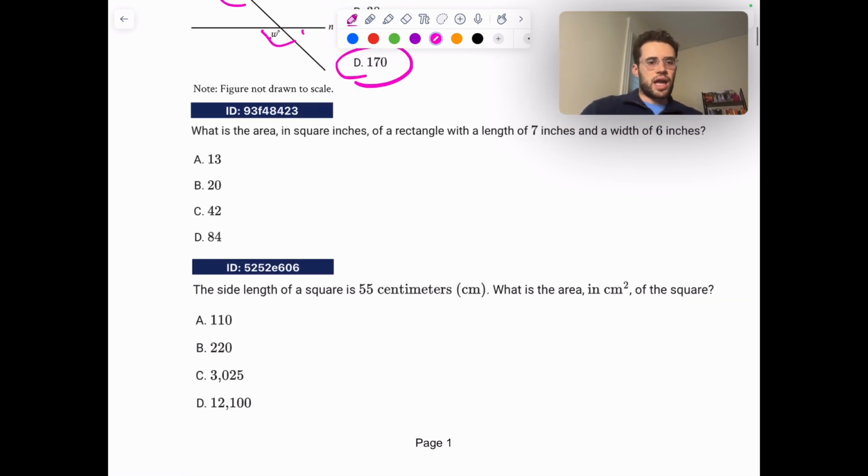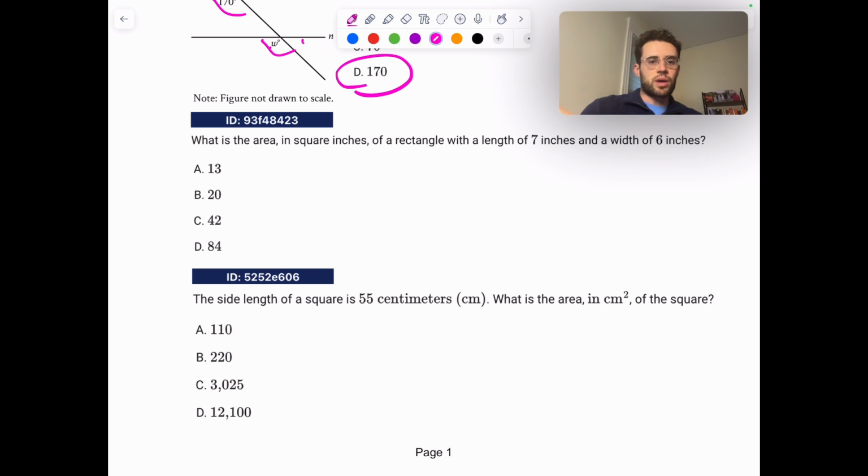170 degrees there. And for this one, it says, what is the area in square inches of a rectangle with a length of 7 inches, so it's one of the sides here, and the width of 6 inches? So they're both in inches, and we're looking for square inches. We just want to multiply the length times the width, which gives us 42 inches squared, 42 square inches for our area.